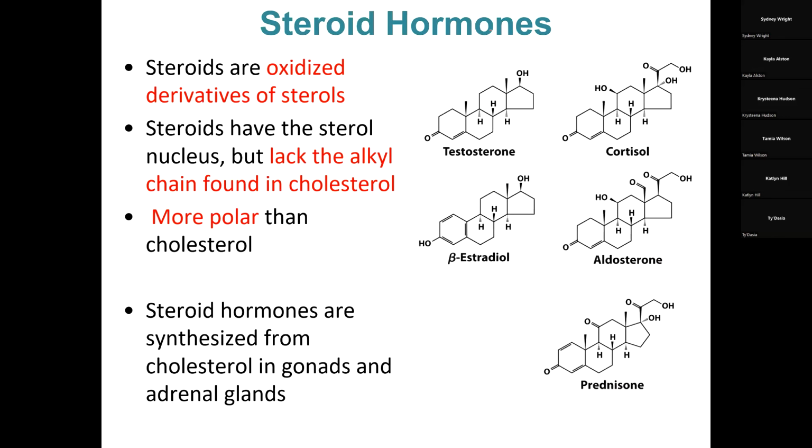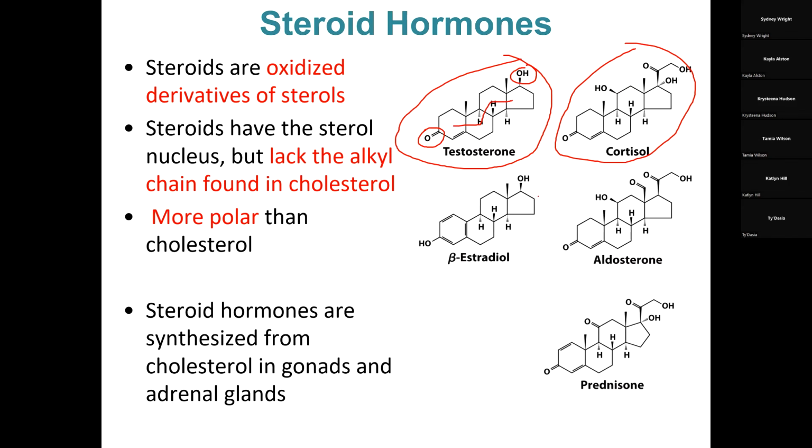So this is that cholesterol backbone. And you see that's just been modified. So these groups here, the sterol nucleus, is modified to make these hormones here: testosterone, cortisol, estradiol, prednisone, aldosterone. They're all modified cholesterol. Effectively, they're more soluble, and they're very important signaling molecules in the cell.